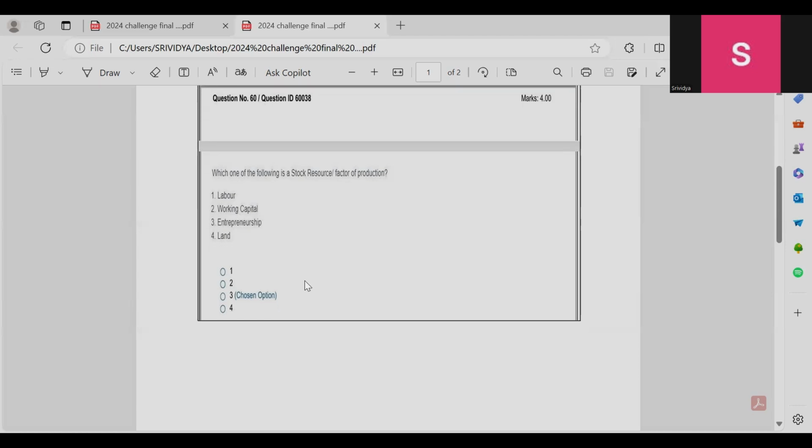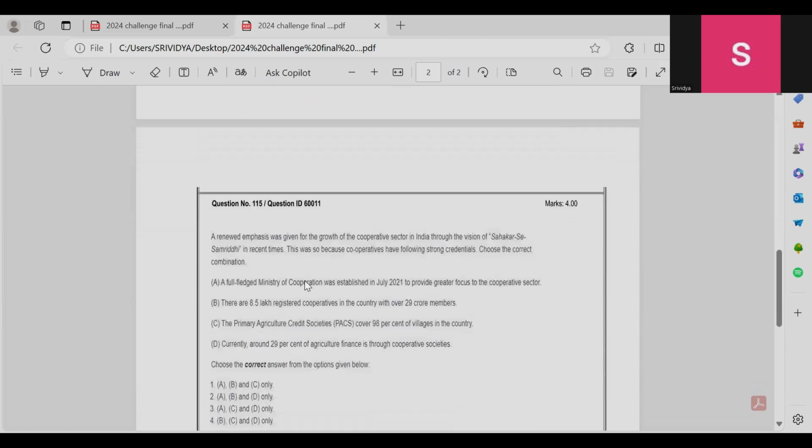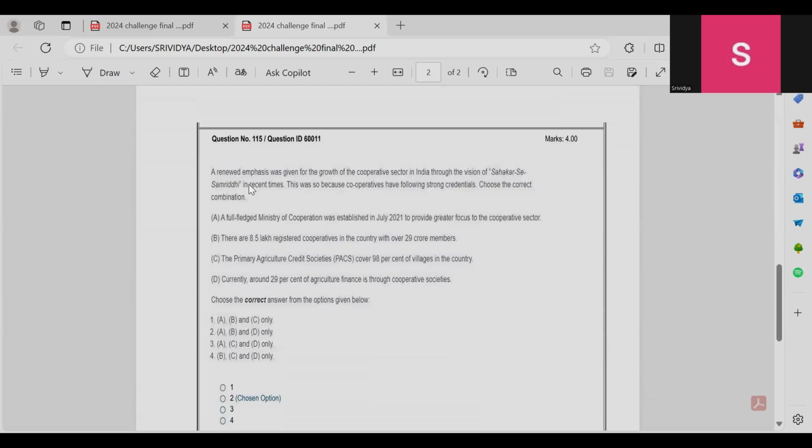The next question ID is 60011. A renewed emphasis was given to the growth of the cooperative sector in India, with the vision of Sahakar se Samriddhi in recent times. This was because cooperatives have the following strong credentials. Option A: a full-fledged Ministry of Cooperation was established in July 2021 to provide greater focus to the cooperative sector. Option B: there are 8.5 lakh registered cooperatives in the country with over 29 crore members. Option C: the PACs cover over 98% of villages in the country. Option D: currently, around 29% of agriculture finance is through cooperative societies.